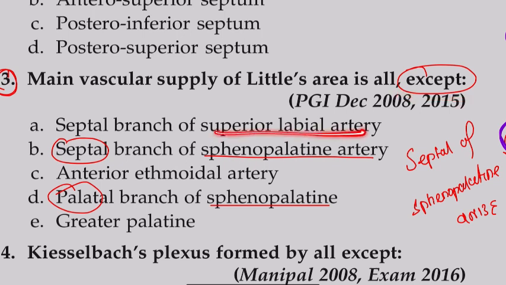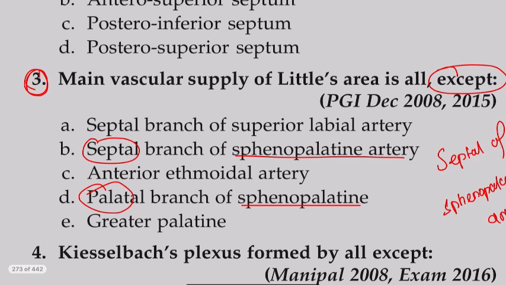The main vascular supply of Little's area is all except which one? Septal branch of superior labial artery, yes, which is a branch of the facial artery, which is further a branch of the external carotid artery. Now, septal branch of sphenopalatine artery: is it a branch of the sphenopalatine artery? Yes, it is a branch of the sphenopalatine artery.